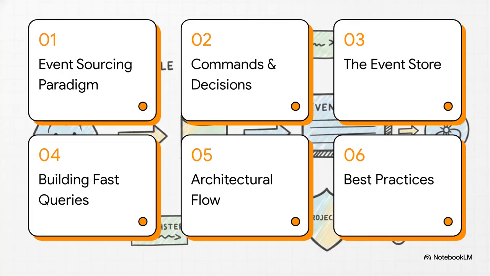Here is our exact roadmap for building your mental model today. 1. The event sourcing paradigm. 2. Commands, making the decision. 3. Storing truth, the event store. 4. Queries, building the dashboard. 5. The complete architectural flow. And finally 6. Best practices and mistakes.